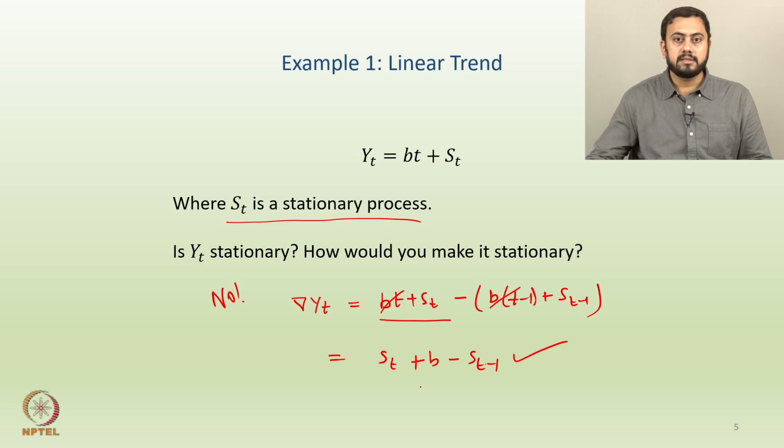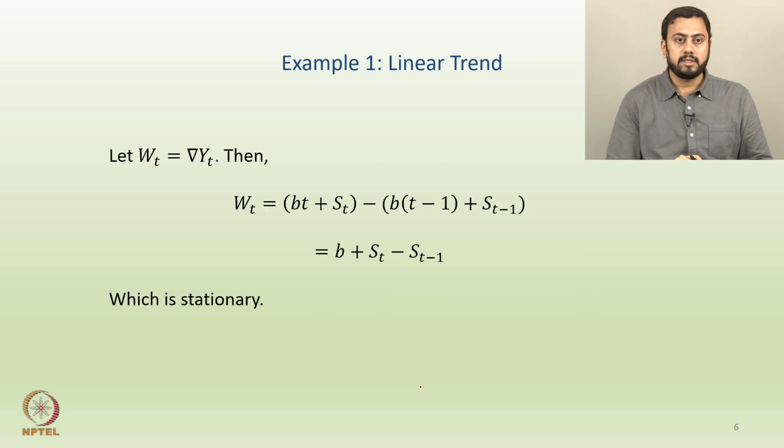And this is exactly what is seen here also. If you start with wt, we are defining wt to be nabla yt. So, wt would be yt minus yt minus 1, and eventually we will end up getting something like b plus st minus s t minus 1, which is stationary.